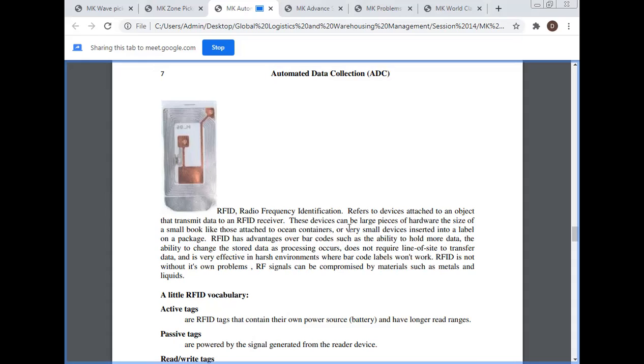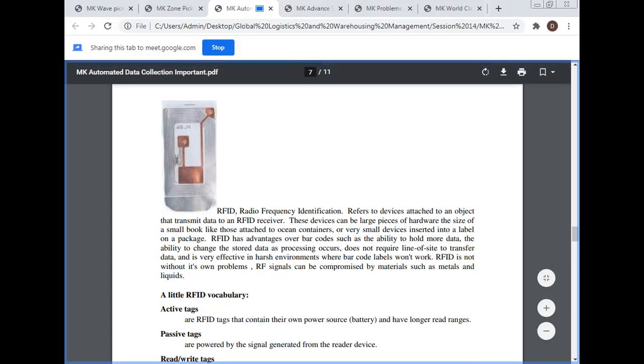RFID has advantages over barcodes, such as the ability to hold more data and the ability to change stored data as processing occurs. It does not require line of sight for the transfer and is very effective in harsh environments where barcode labels don't work. RFID is not without its problems. And this is the figure of an RFID.